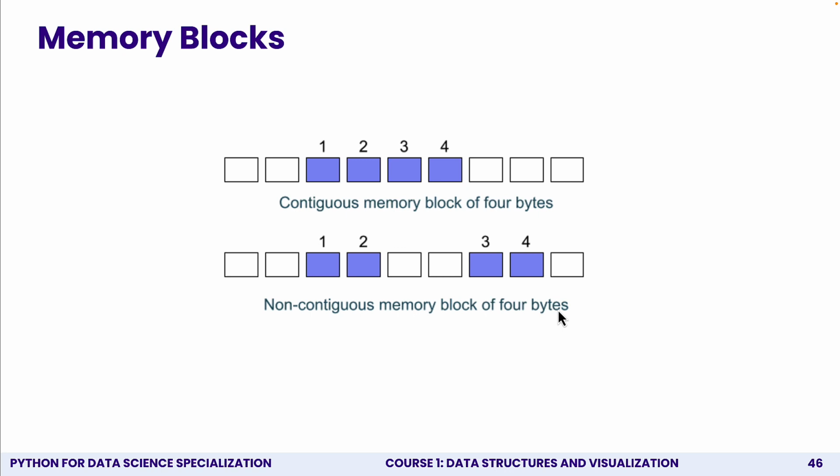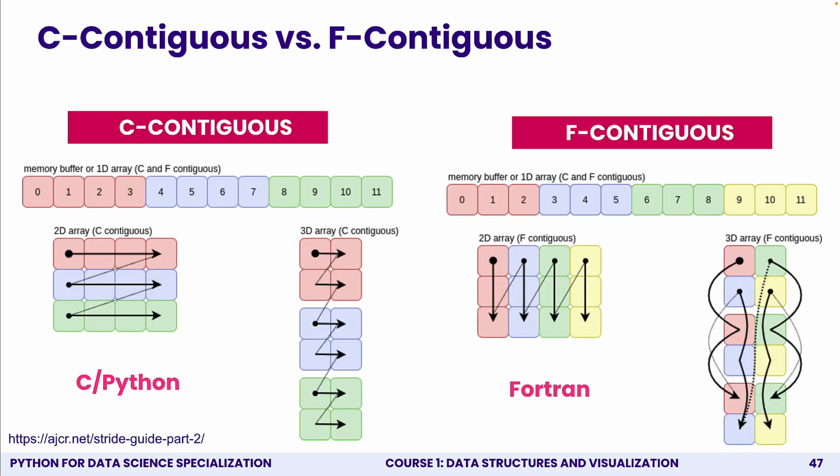In principle, in an operating systems course, you should learn about this type of storage in memory. Contiguous patterns are of 2 types: C contiguous and F contiguous. So what is the difference here? First of all, C contiguous is the way that C and Python structure their data in memory, and F contiguous is how Fortran structures the data in memory.